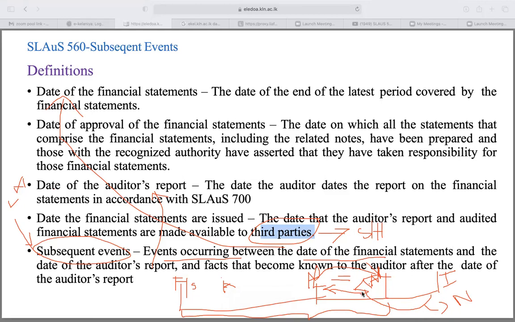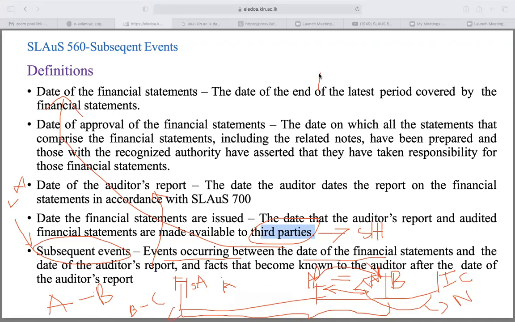Audit report. So if I mention the dates, let's say the financial statement date is A, the audit report date is B, and the issuing date is C. In this standard, we are basically talking about the things that happen between A and B, between B and C, and after C.